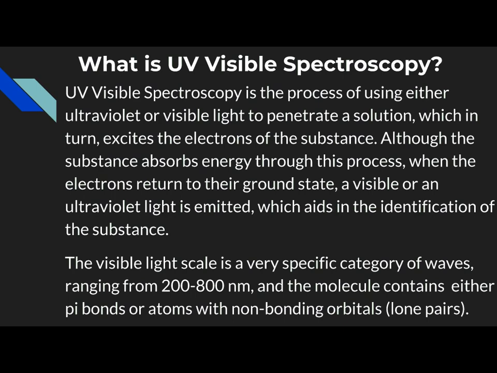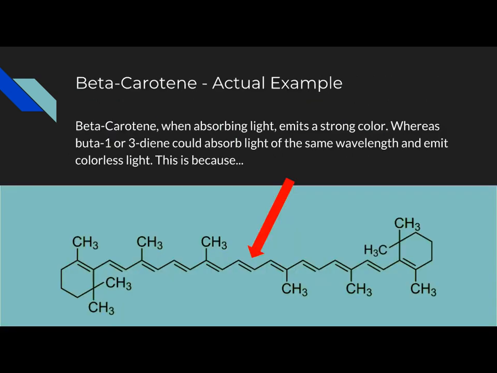So we did UV visible spectroscopy, which is the process of using either visible light or UV light to penetrate a solution, which excites electrons, which you can't really see because it's absorbing the energy, but when it moves back down to the ground state, it releases a visible light, which you can see, and that aids in the identification of the substance. Electron excitation.